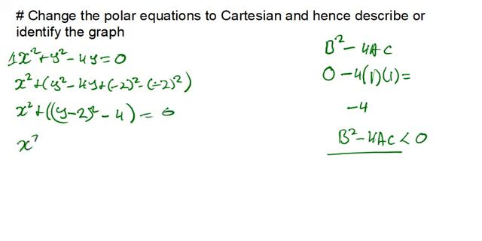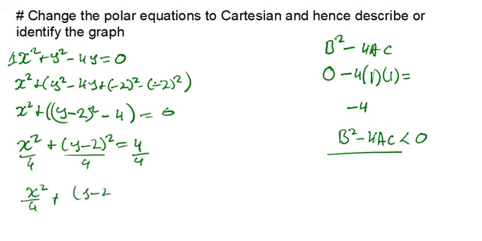So I'm saying x squared plus (y minus 2) squared is equal to positive 4. Dividing both sides by positive 4, we are going to have x squared over 4 plus (y minus 2) squared divided by 4, giving us 1. And we can clearly see that our a squared value is equal to 4, and our b squared value is also equal to 4, meaning the c squared value is going to be equal to what?